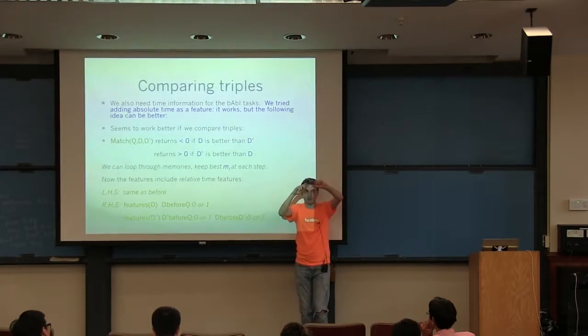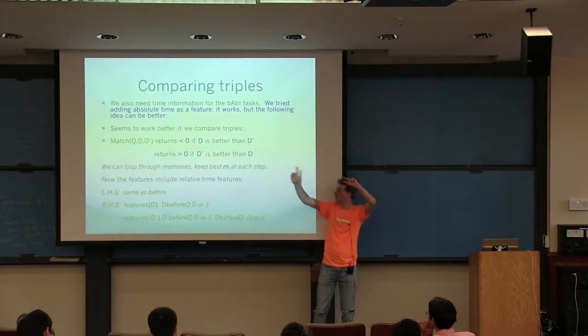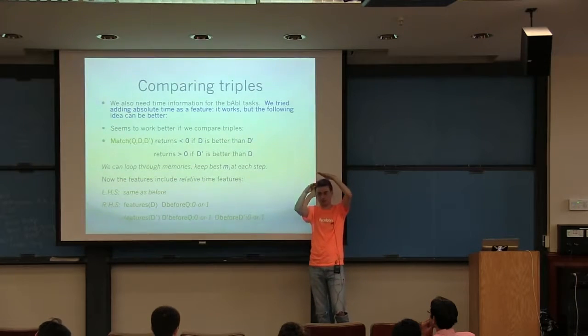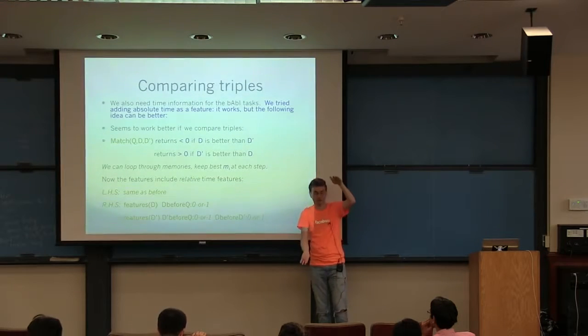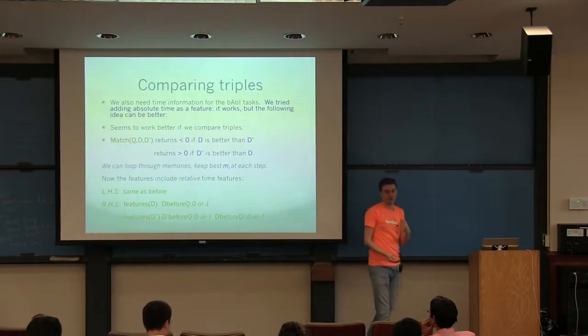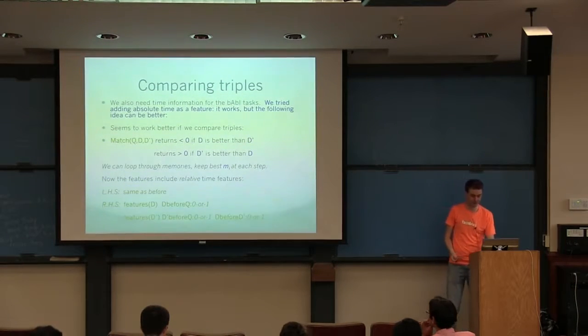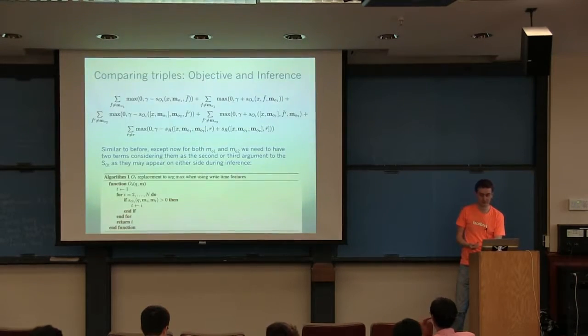So we keep the winner from the first two, depending whether it's less or greater than 0 in the matching function. Then we go to the third one, and we battle the third one with the winner from the first two, and so on. And in that way, you can just linearly go down all the memories, keeping the winner. It's the same cost as before, but now you're allowed to encode these relative time features, which are kind of handy. So that's basically an extra trick you can do.